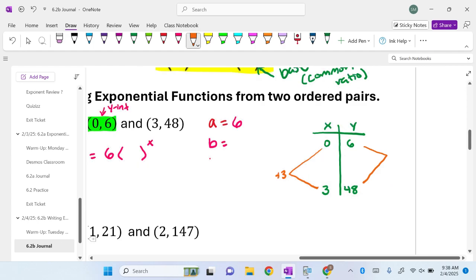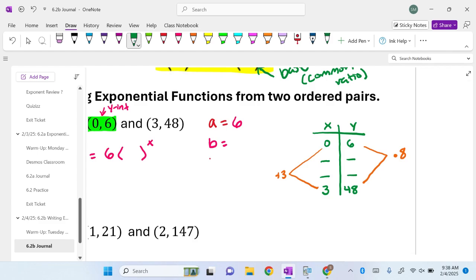to 6 to get 48, which what is that number? 8. So we would times it by 8. Now, 8 is not our base because 0 to 3 is not a 1-step increment. It's a 3-step increment, which means that we have 2 other numbers on both sides that need to be filled in order to find our base.